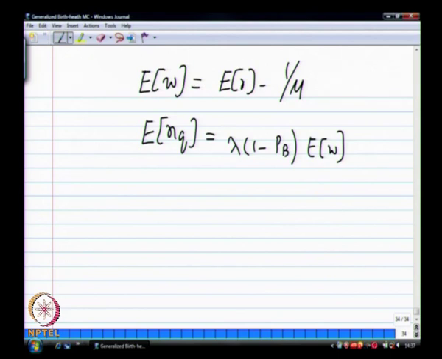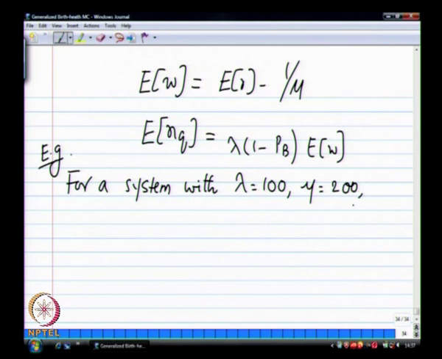So one example. Let us look at lambda equals 100 and mu equal to 200, 0.5 utilization. For a system with D equal to 8, calculate all the 4 performance metrics.